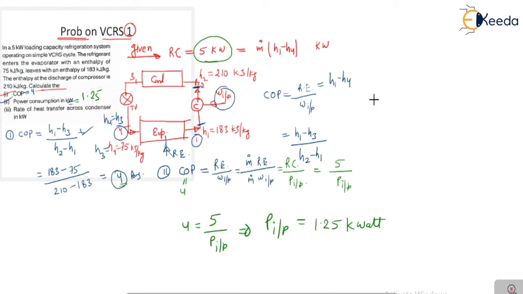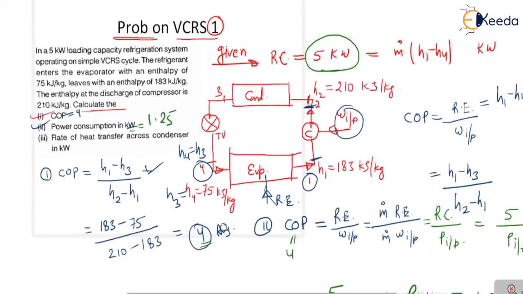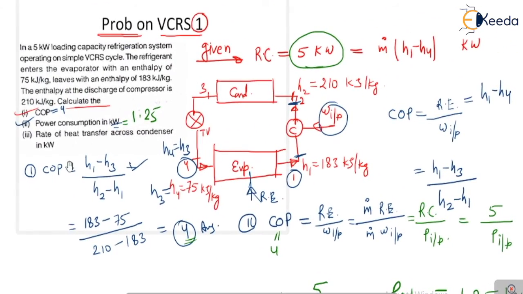Now let's go for the third one. So the third one is what? Rate of heat transfer across the condenser in kilowatt. Okay, so what is the value of the rate of heat transfer across the condenser in kilowatt?